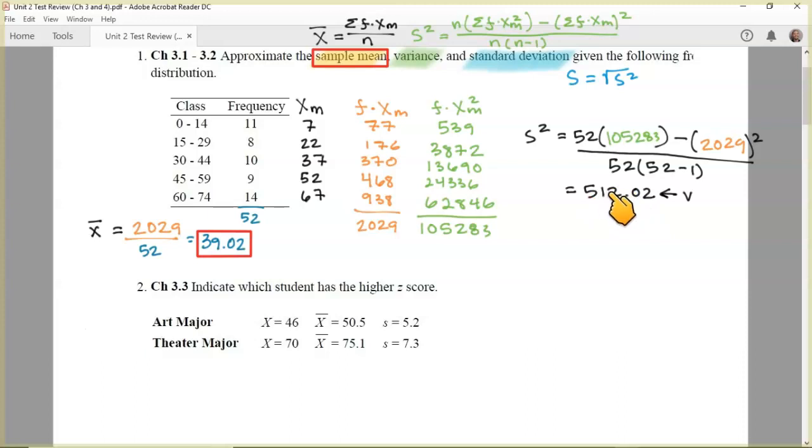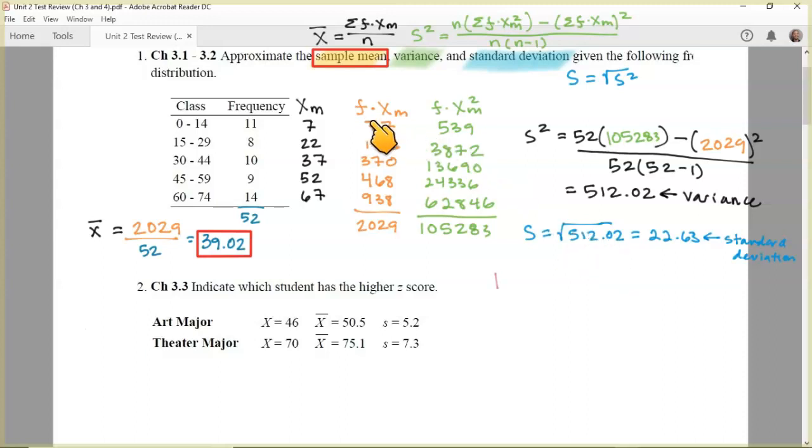So this 512.02, that is my variance value. Now, to get the standard deviation, we just take the square root of the variance. So it's very important that we find the variance correctly, because the standard deviation is dependent on that variance value.